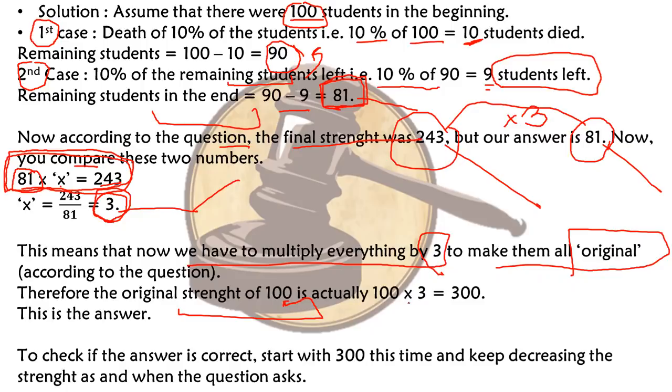You multiply it with the converter, that is 3, and you get the real value, which is 300. Okay. So I hope you understood this concept. It's a very important thing that you need to understand for this trick to work. So make sure you understand it.